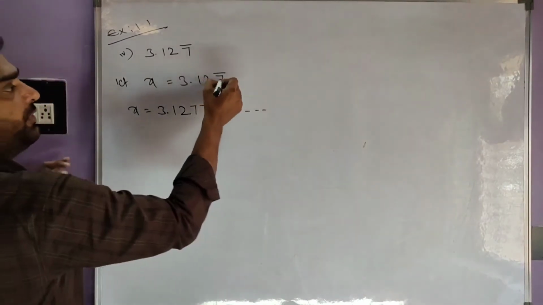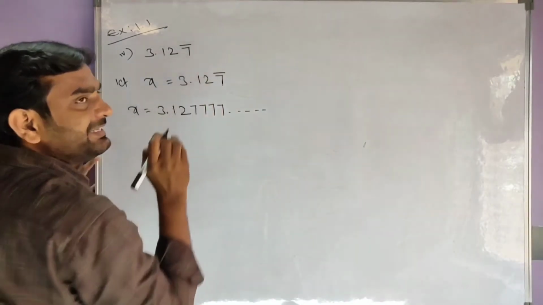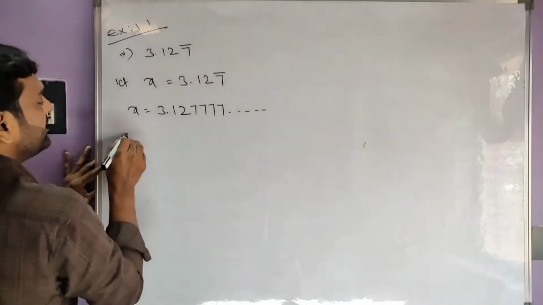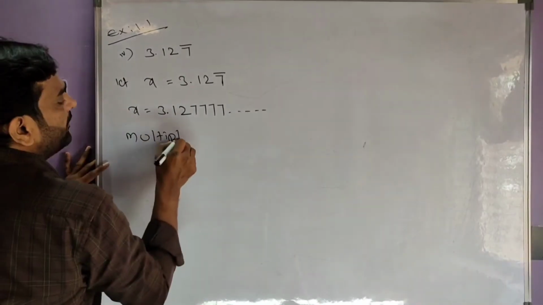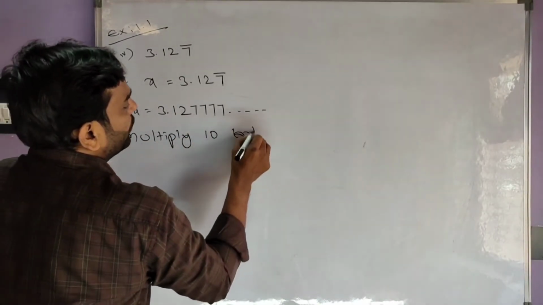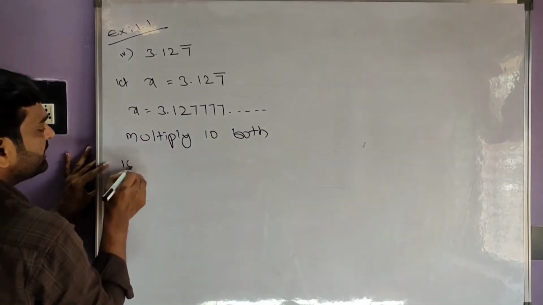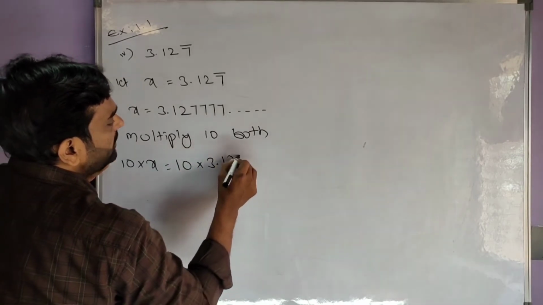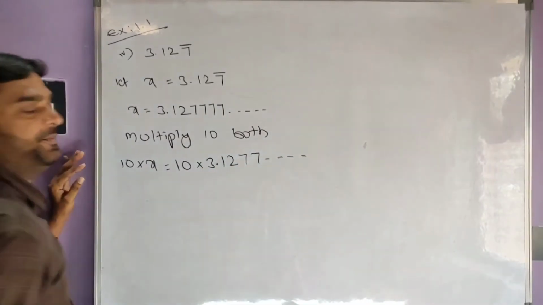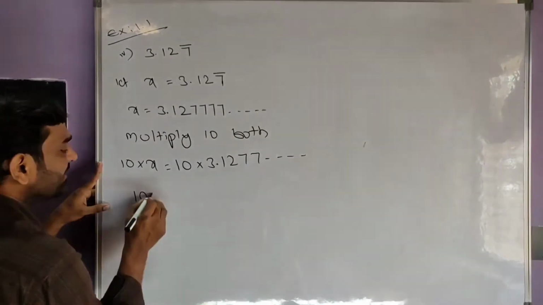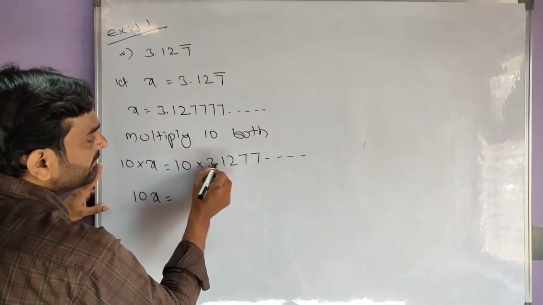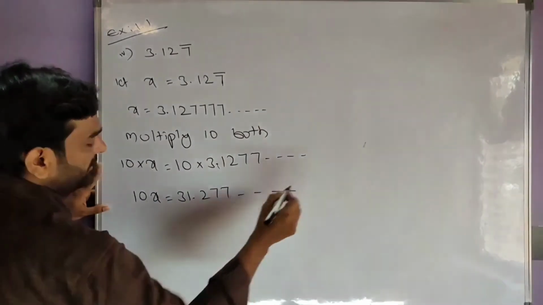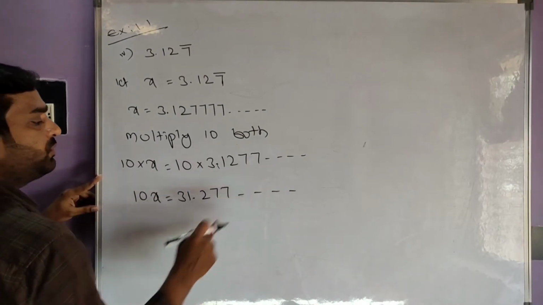Listen here, the periodicity is 1, because the bar is over one digit only. So multiply with 10. Multiply both sides by 10, then 10 into x is equal to 10 into 3.12777, and so on. If you multiply with 10, the decimal point moves one step forward, then it becomes 31.277, and so on.